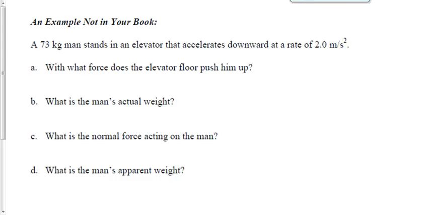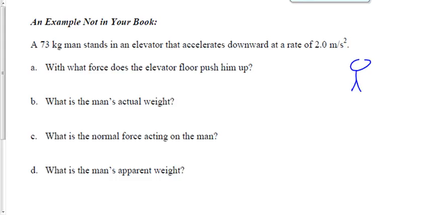Now, this isn't nearly as much work or as difficult as it might seem, because there's only a couple of different things that you're actually finding here. There's 4 questions, but there's only a couple of different things that you have to calculate, and I'll explain that in just a moment. What's the first thing that we do when we're analyzing this problem? Draw a picture. Okay, draw a picture of the guy in the elevator.